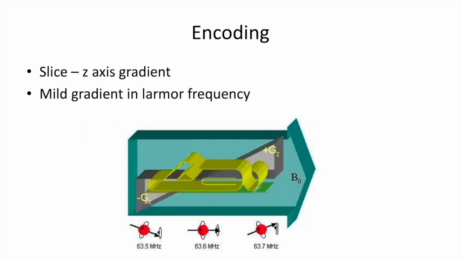The gradient coils are used for encoding the RF signal with 3D positional data to identify from which particular voxel in body tissue that signal comes from.